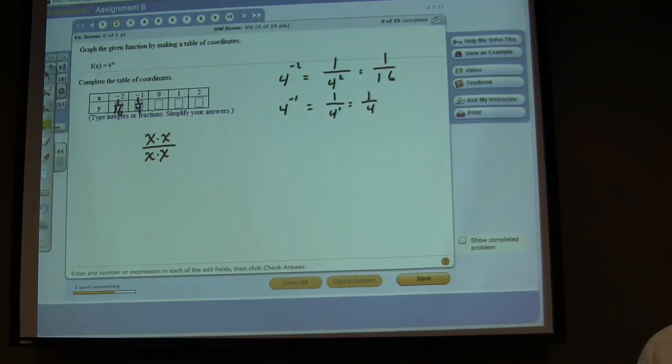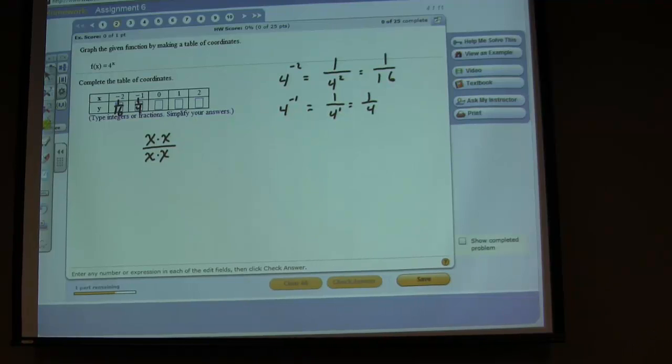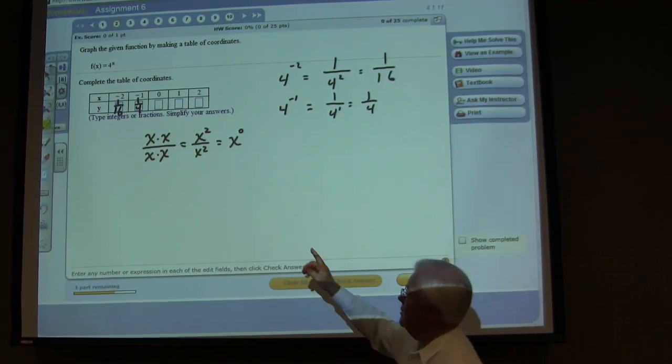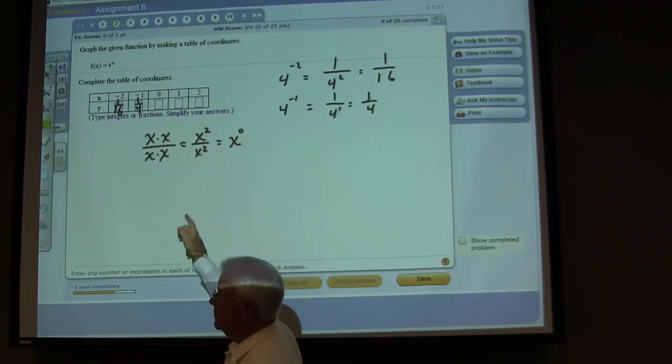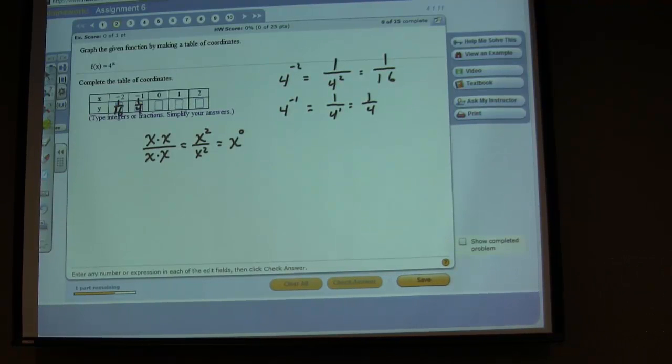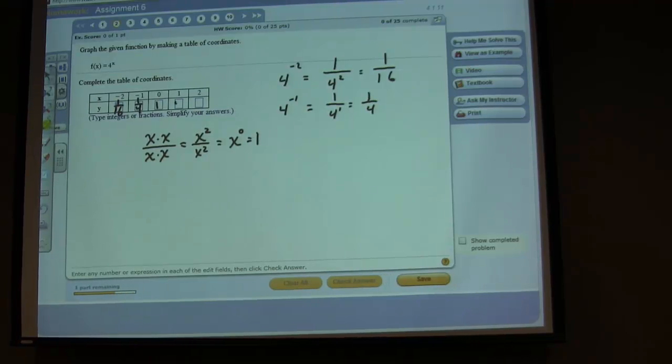But let's use our rule that we determined in the last one. We said that this is really x squared over x squared. And when you have that, you subtract the exponents. Well, 2 minus 2 is 0. So x to the 0 power then is 1. And that's true for any number. Any number to the 0 power equals 1. So we'll put a 1 here. Now, 4 to the first power is 4. 4 to the second power is 16.